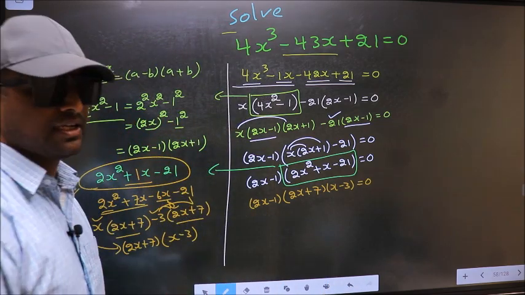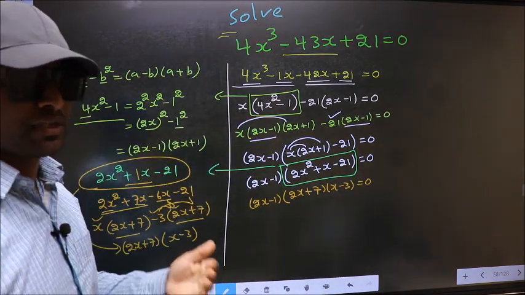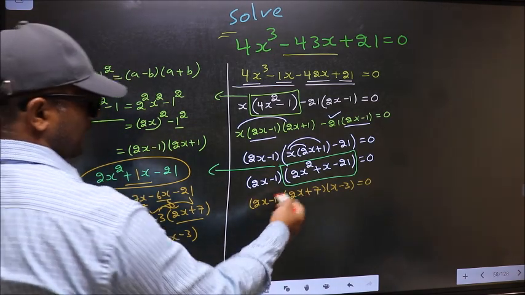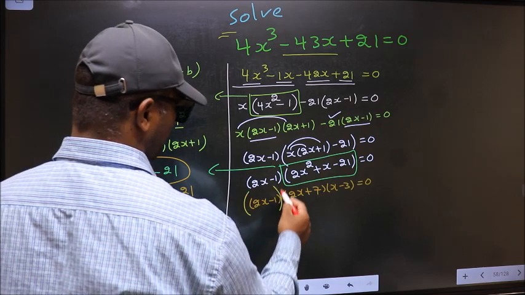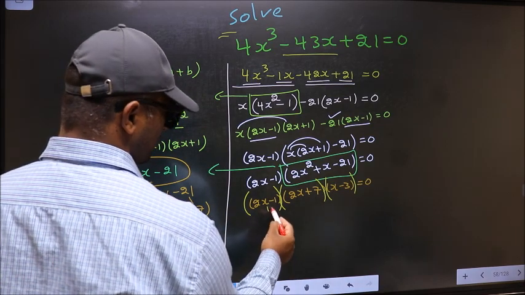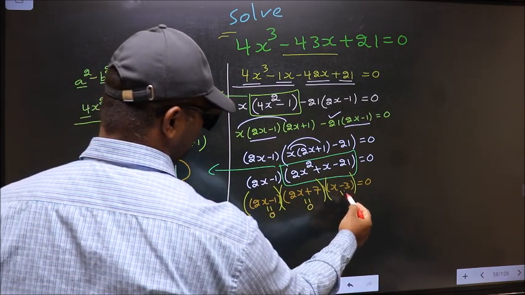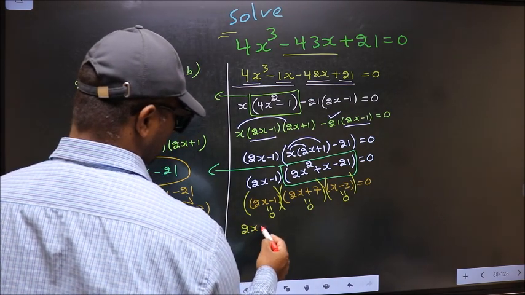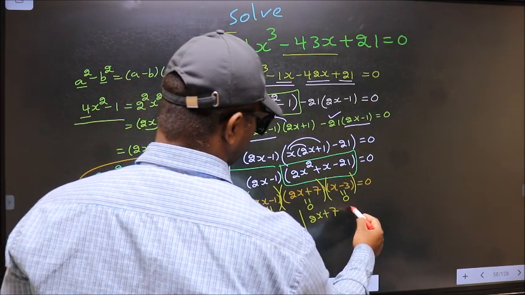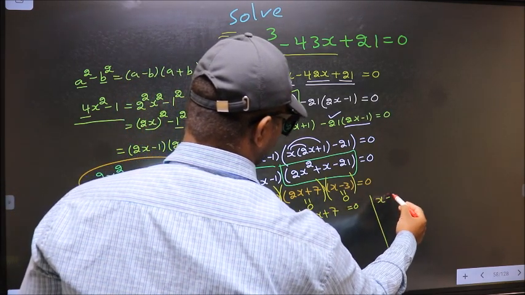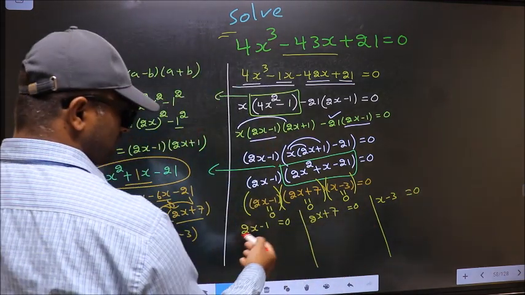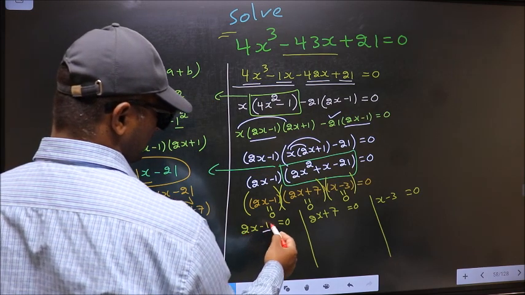Here they told us to solve, which means we should get the values of x, and over here we got product of brackets equal to 0. So to get x values, we should equate each bracket to 0. That is 2x minus 1 equal to 0, 2x plus 7 equal to 0, x minus 3 equal to 0. Now to get x value from here, I should remove minus 1, so add 1.